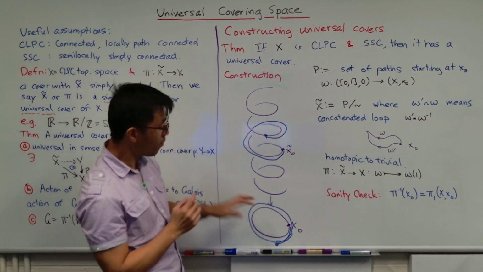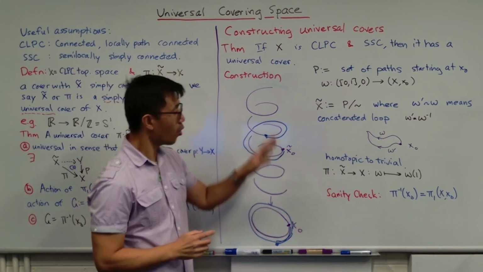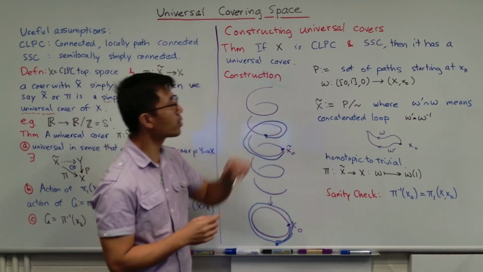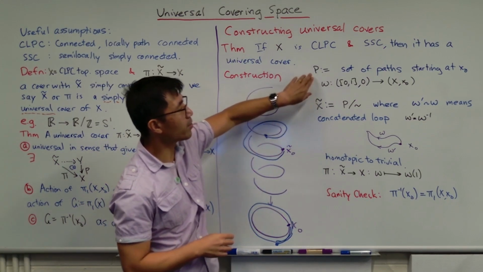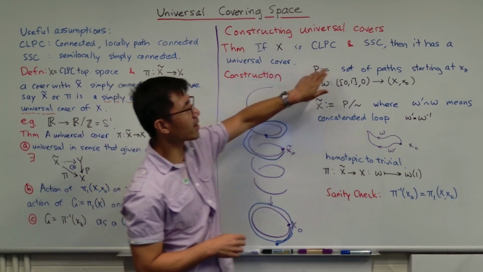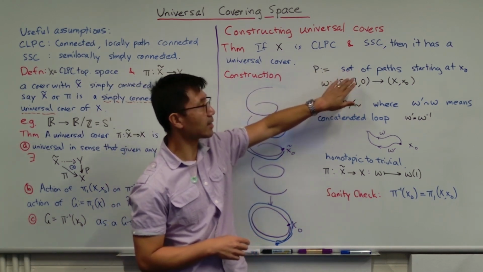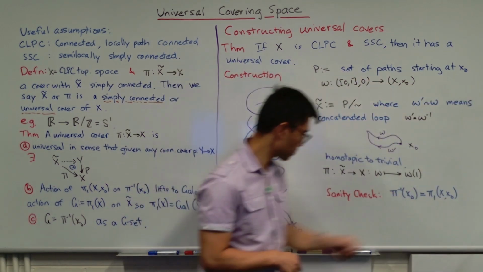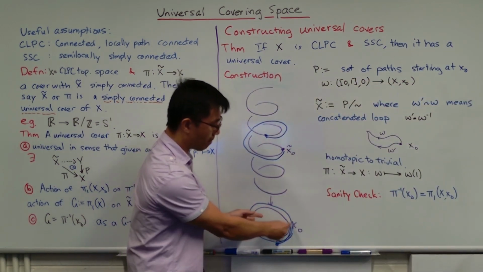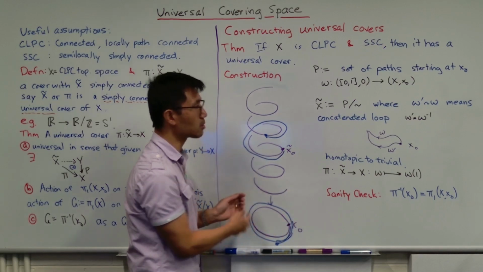Okay, so hopefully you can see now what ought to be the construction of this simply connected cover. So what we're going to do is we're going to start with this downstairs on X. We're going to look at the set of all paths starting at x0. Okay, so in the case of this circle, we'll take the circle, we'll look at paths starting at x0. Look at the space of all of them.